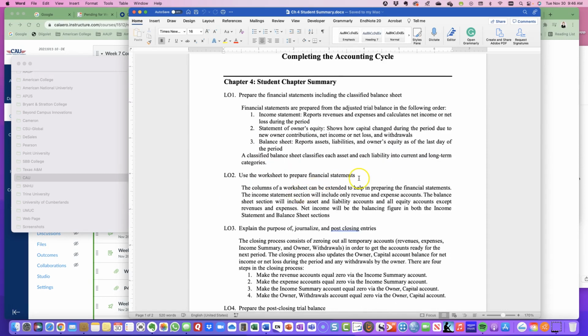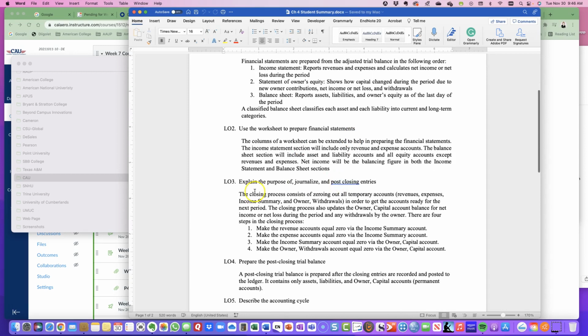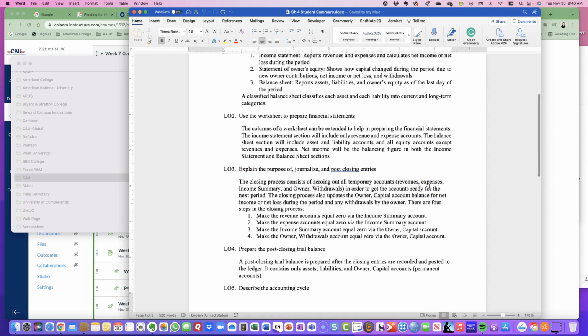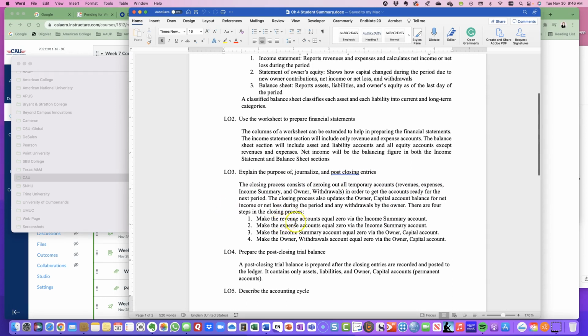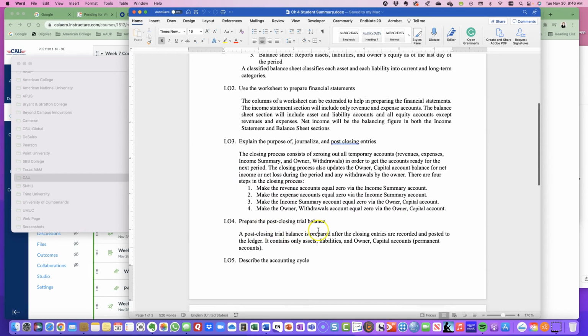And then we use the worksheet to prepare financial statements, and you hopefully got a little bit of practice on that with your assignment. Then you want to explain the purpose of journal and post-closing trial balances, right? We put in our closing entries, which zero out our revenue accounts and expense accounts to income summary, and zero out the owner's capital accounts and withdrawals as well. Your post-closing trial balance should only have your permanent accounts, which are your balance sheet accounts.